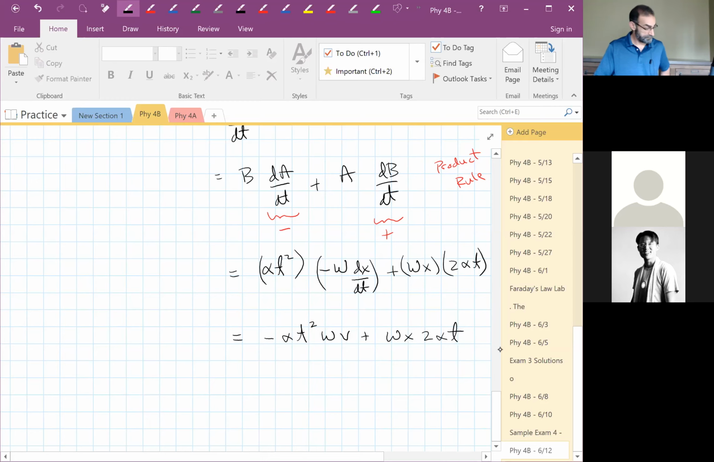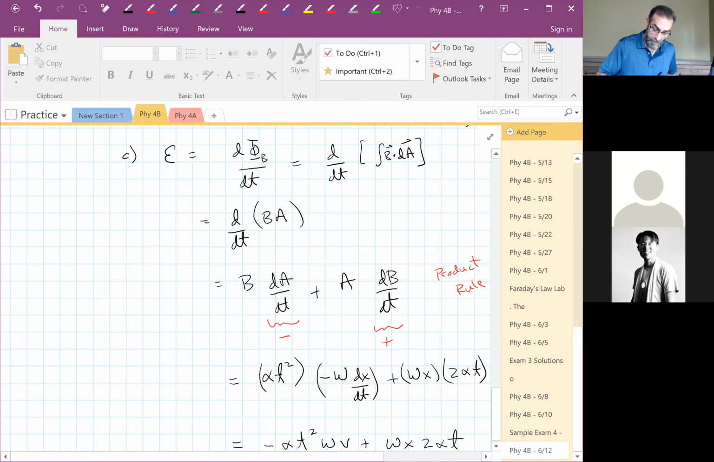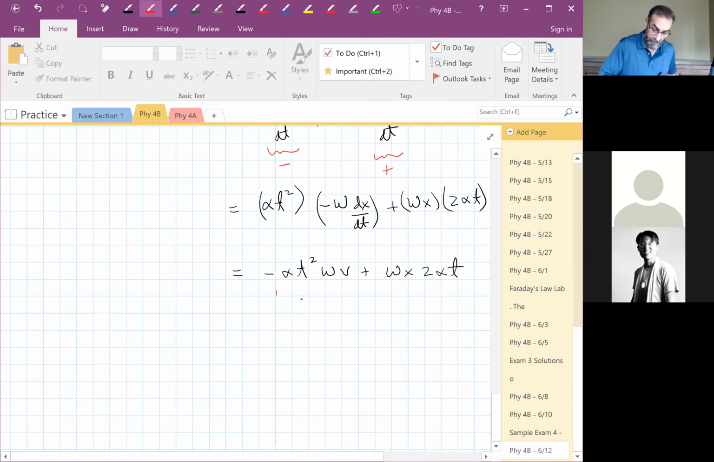And this tells you which one's going to win here, right? So the changing area, that's this one, right? This is due to the changing A. So if that one dominates, if this one wins, then we know that the current is counterclockwise. If the other one wins, if the other one's bigger, then we know it's clockwise.